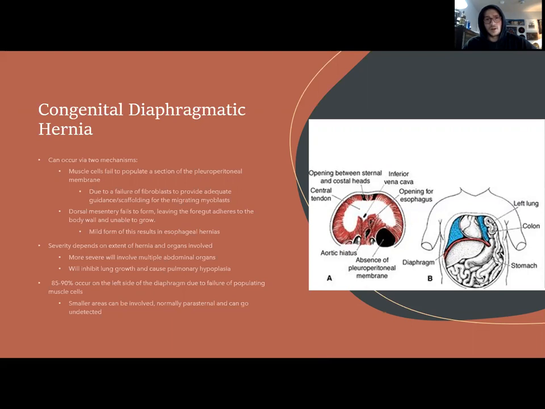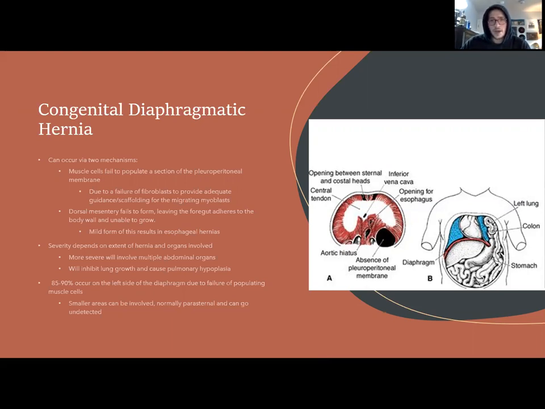So these hernias vary in severity, depending on how long the developing foregut got to develop. Is the stomach completely in the thoracic cavity? Is it only partially? It depends on the extent of the hernia and the organs that are involved.